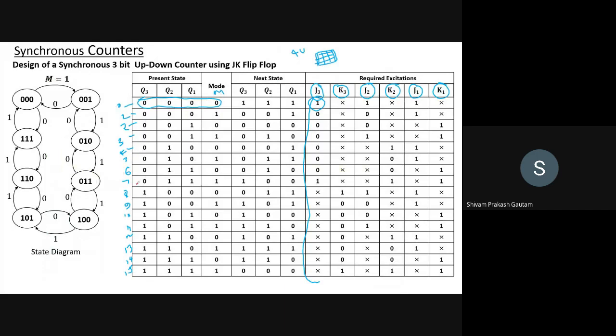This is, I think, 7. 0, 1, 1, 1. We are having the value of J3 is 1. For none of the rest of the cases is the value of J3 1, right? Only 2 cases are there where J3 is 1. Now, 0, we do not have to worry because we are making SOP form, that is sum of product. So 0 will not matter.